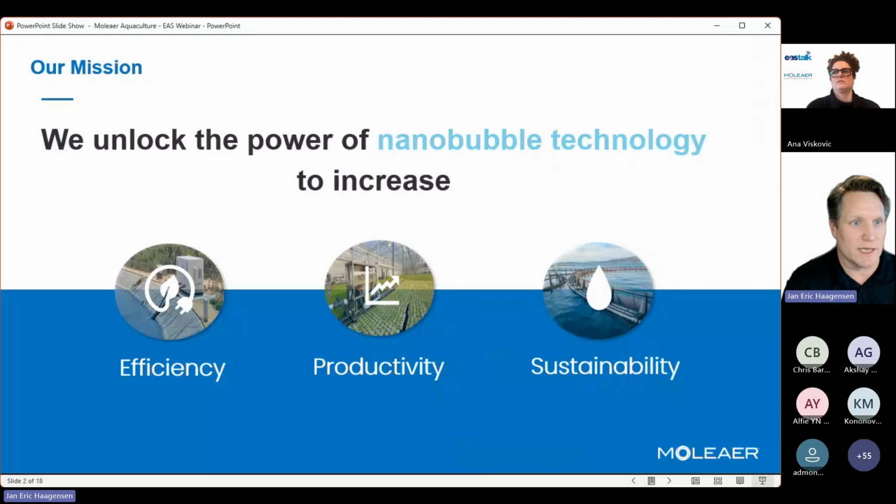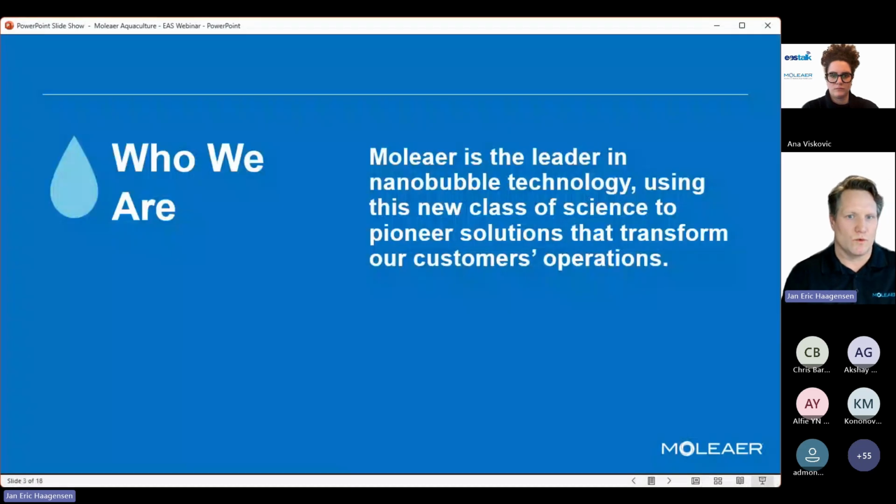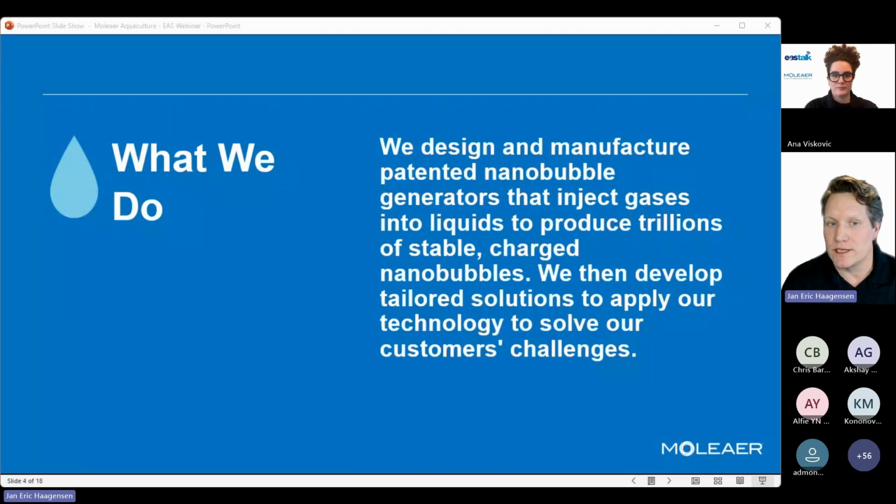With our different methods of making nanobubbles, our mission is to unlock the power of nanobubble technology to increase efficiency, productivity, and sustainability. This has made us the leader in nanobubble technology, where we're using this new class of science to pioneer solutions that transform our customers' operations. With our generators, we inject gases into liquids to produce trillions of stable, charged nanobubbles. And we then develop tailored solutions to apply this technology and solve our customers' challenges.